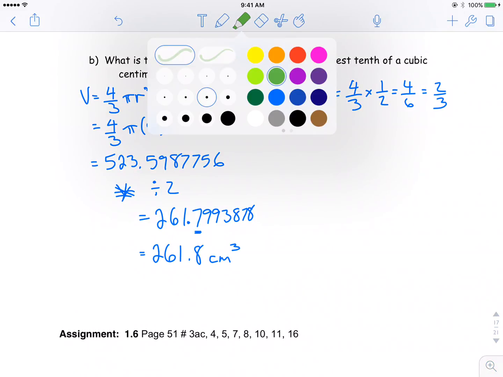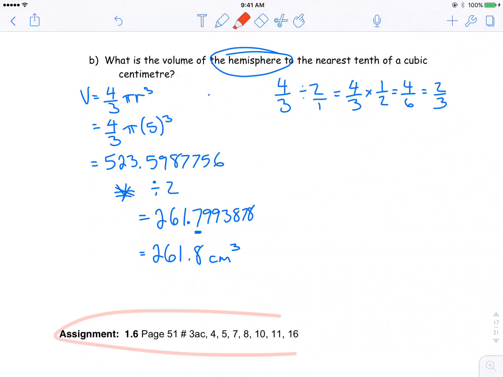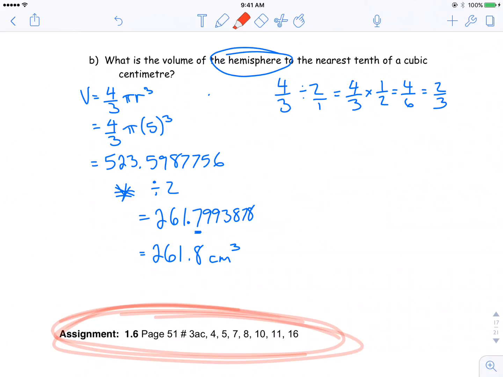Questions are noted at the bottom of the page here for section 1.6. Lots of practice to do, lots of questions to do in order to get proficient at using these formulas, both backwards and forwards. It is really, really important to do lots of practice.